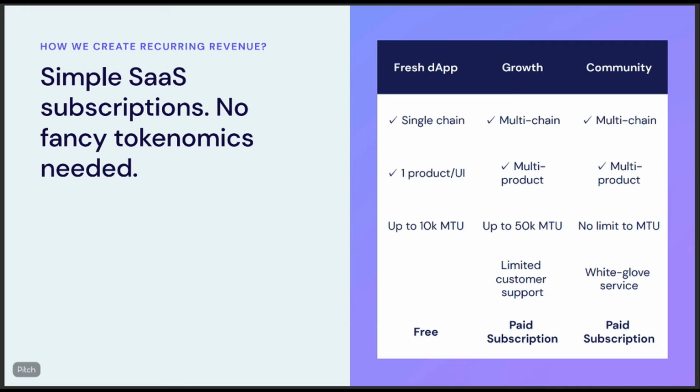No fancy tokenomics needed yet. Right now, it's a simple SaaS process to onboard our customers. We charge them based on the number of chains that they want us to track for them and the number of monthly tracked users they'd like us to track for them.